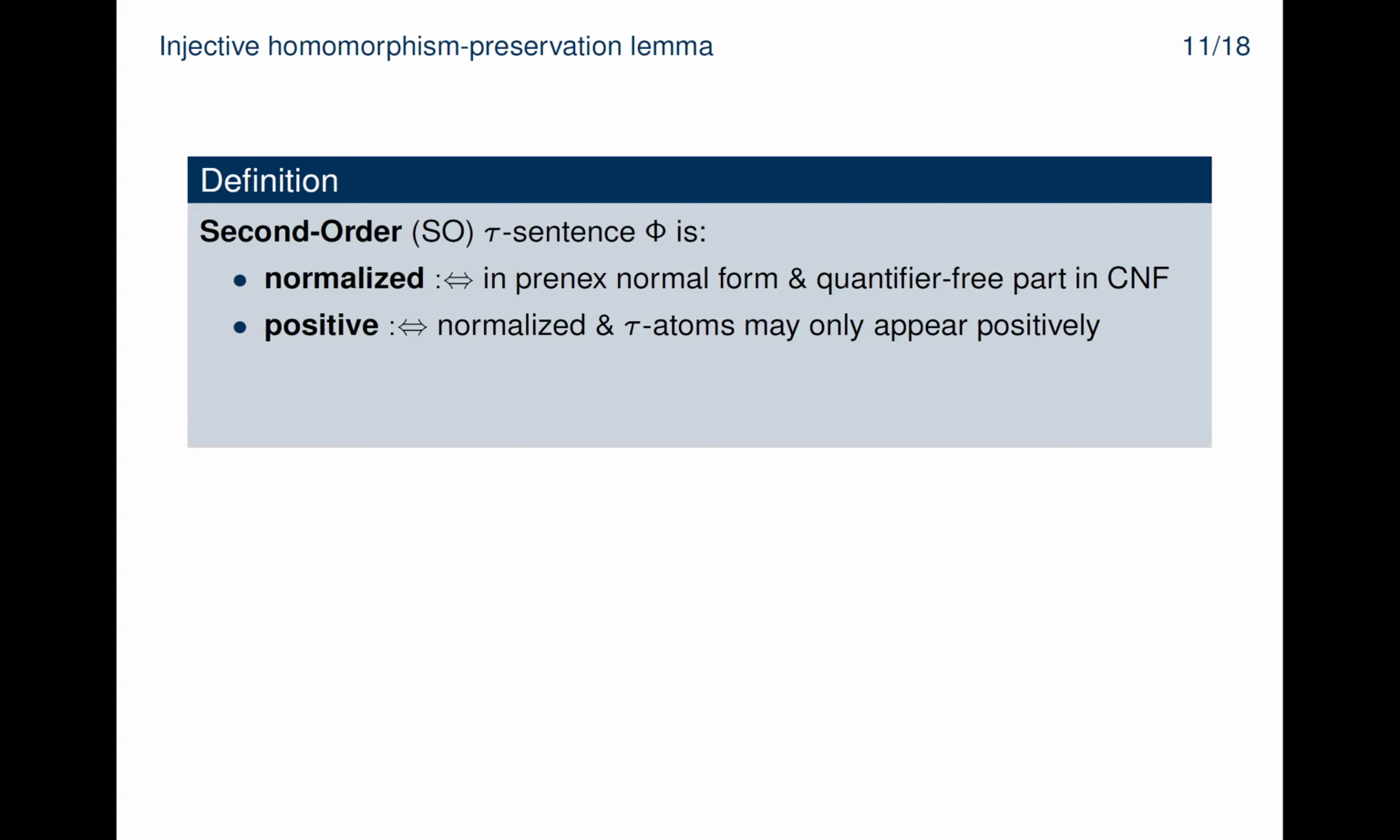Then assuming that we have a normalized sentence, we say that it's positive if atoms from the underlying signature τ can only appear positively. So they should not be negated, right? We take a look at this conjunctive normal form, and in every clause, if there is a τ literal, then it should be positive.